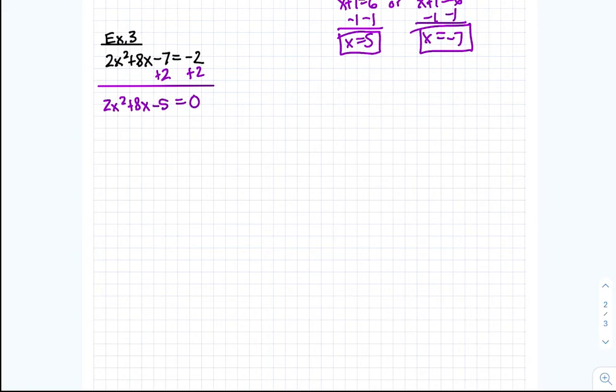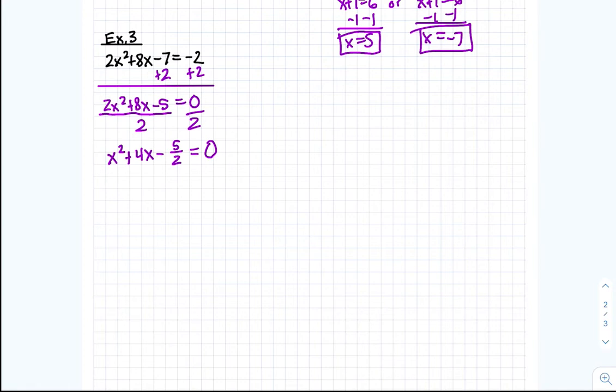Alright, step 2. It says divide by a, so that we can get the coefficient of x squared to be 1. Look, the coefficient of this is 2. We cannot have that, so that means we need to divide both sides by 2. So 2 divided by 2 is 1, so that's just going to be x squared. 8 divided by 2 is 4, so that's just going to be 4x. Negative 5 divided by 2 is going to be a fraction, so it's negative 5 over 2. 0 divided by 2 is 0.